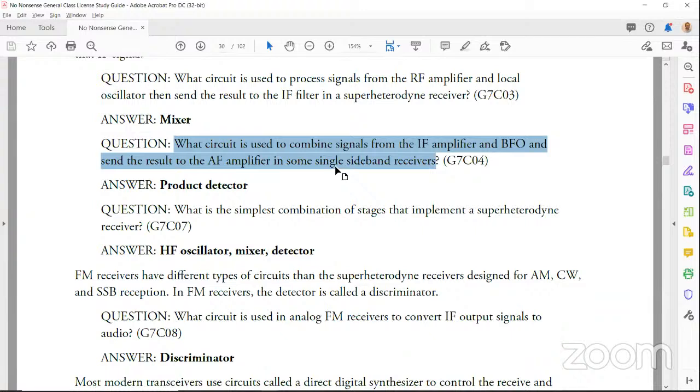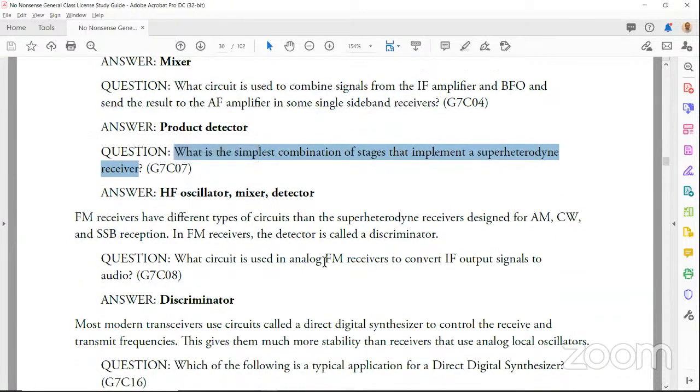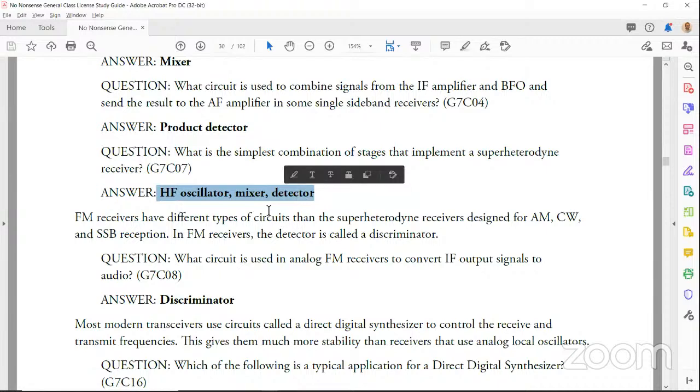So all we need to do is look at that block diagram, and we will see that the circuit that combines the two, the IF amplifier stage and the BFO, is called the product detector. Well, one of the names is the product detector. Next question in the question pool. What is the simplest combination of stages that implement a super heterodyne receiver? So we did have a slide that shows the minimum components of a superhet receiver. And those are the HF oscillator, the mixer, and the detector.